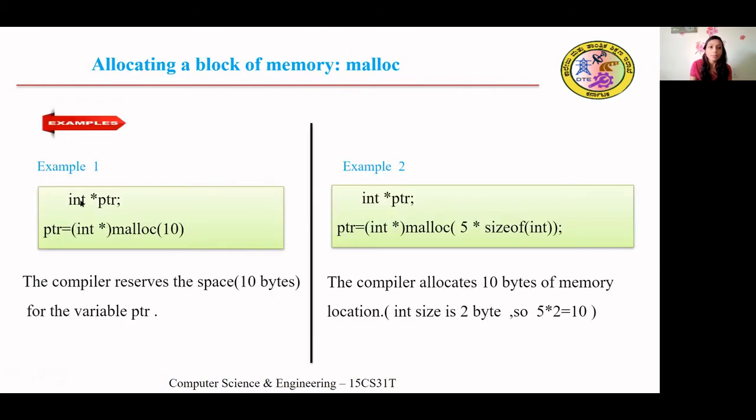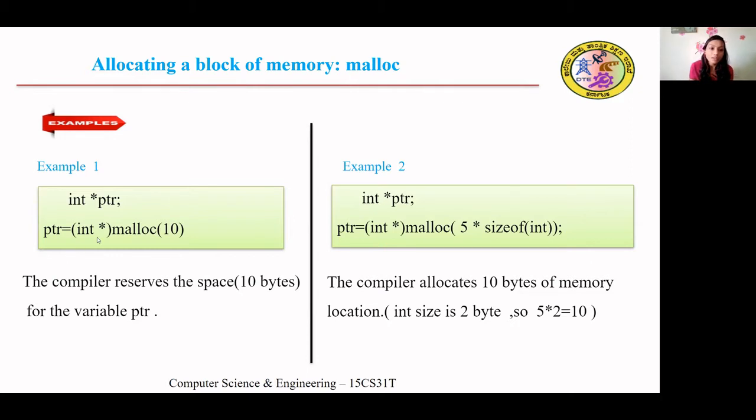So we'll see some examples now. I will show how to declare a memory space using the malloc function. To do it, we have to declare which type of memory we want to allocate. For example, I want to declare a block of integers. At that time I have to use a pointer which has return type int. So it is int star ptr. Then write ptr is equal to int star malloc of 10.